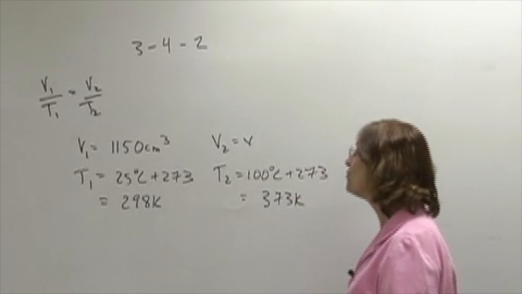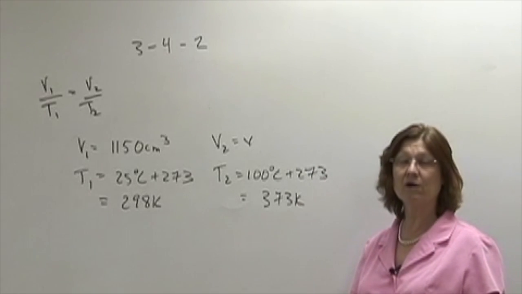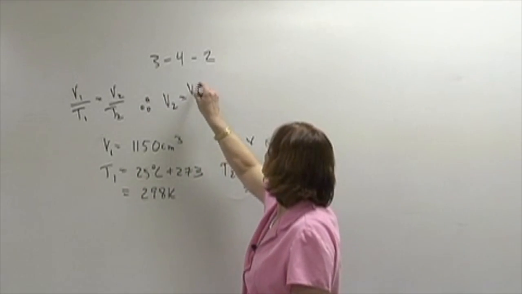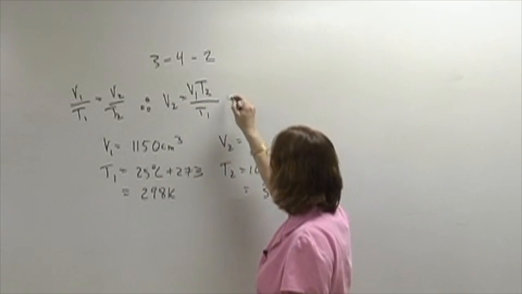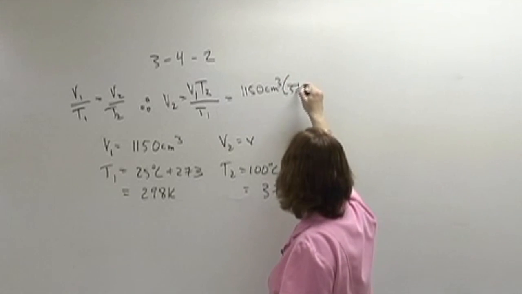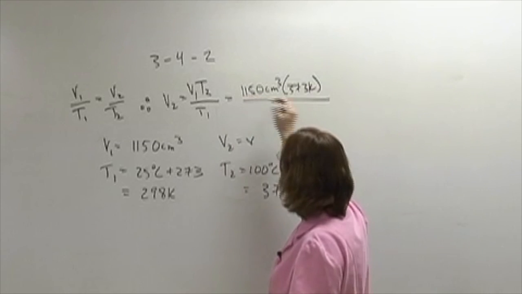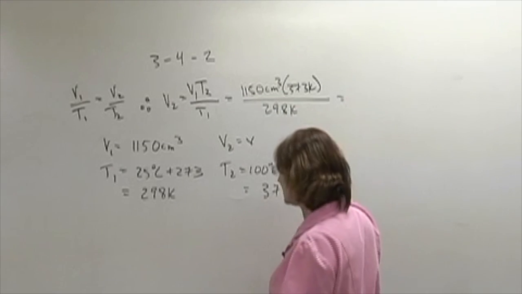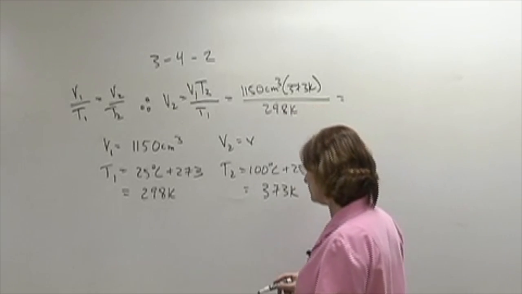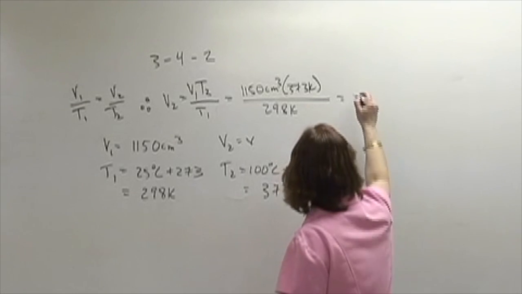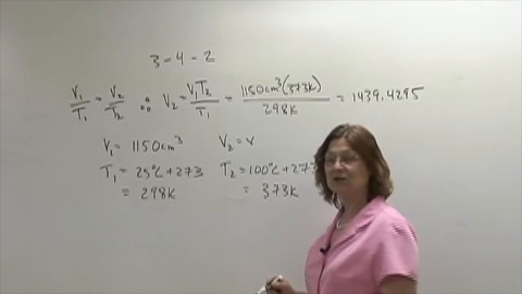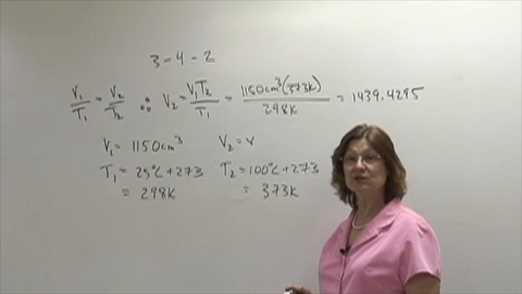Now again, it's very important that we rearrange our original equation for our unknown. Therefore, V2 is equal to V1 times T2 divided by T1. And then I put in the numbers. And 373 Kelvin is my T2, and my T1 is 298 Kelvin. And when I do the math on this, remember you must put equals in between, and then say divided by, and I get 1439.4295.